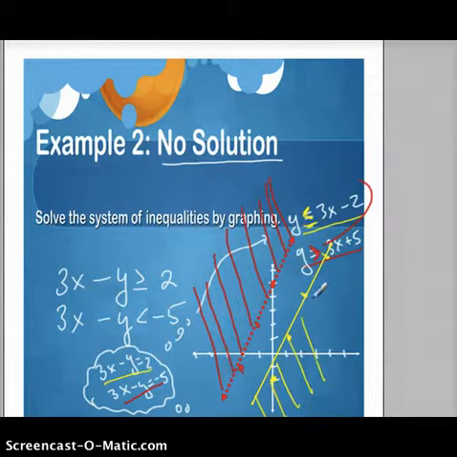And you see, with a whole lot of talk, that indeed they have no solution in common. There are no points that satisfy both this inequality and this one. And we saw it by graphing. Let's take a look at another example.